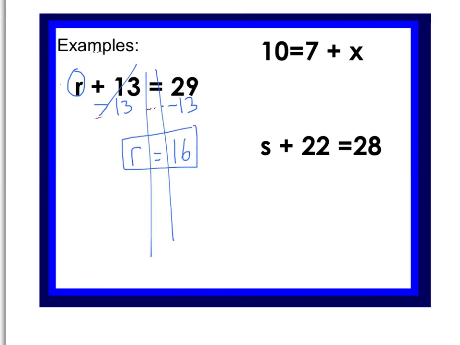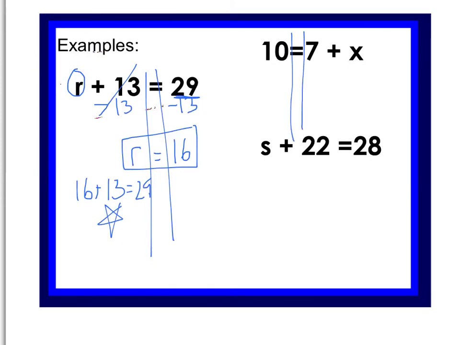Now at the end, I'm not quite done. I'm going to check my work. I'm going to put 16 in where the R was, and then I'm going to add 13, and I get 29. As long as I get the same answer that's over here, I know I did it right. All right, let's do another one.